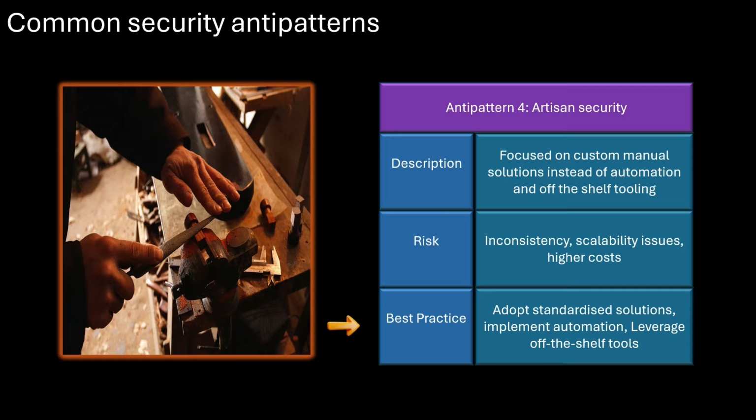Frameworks such as NIST, ISO 27001, and CIS controls can provide a structured approach to security. You automate security processes wherever possible to enforce policies consistently. You can use configuration management tools such as Ansible, Chef, or Puppet, and infrastructure as code such as Terraform to automate security configurations and deployments.